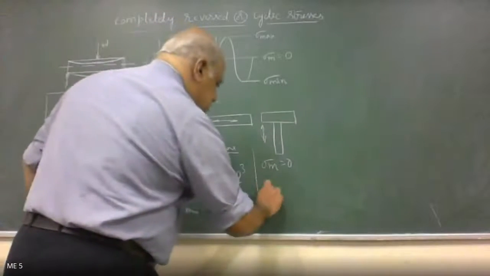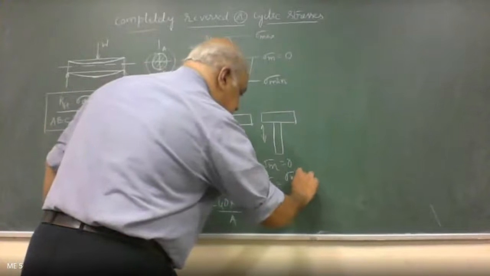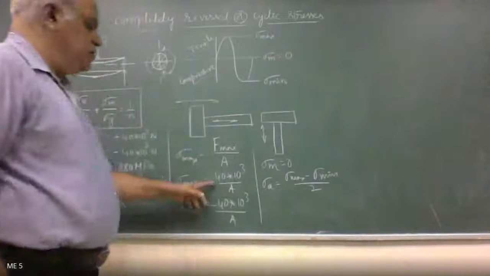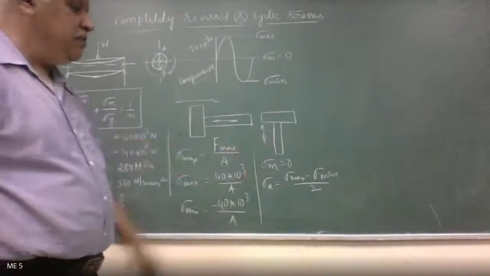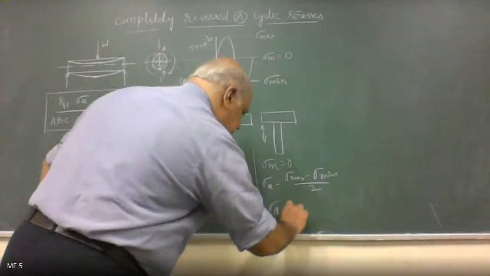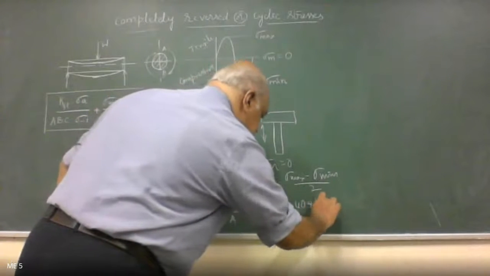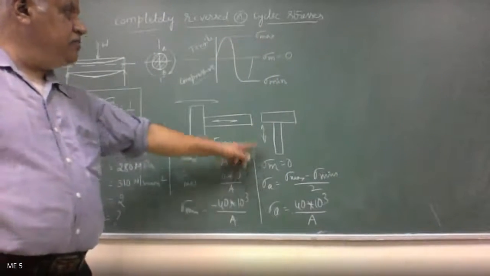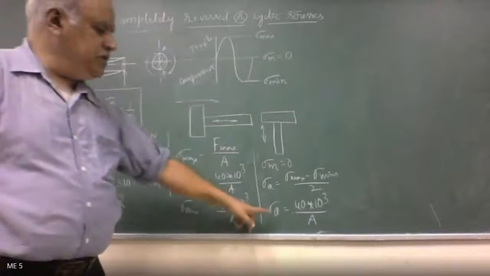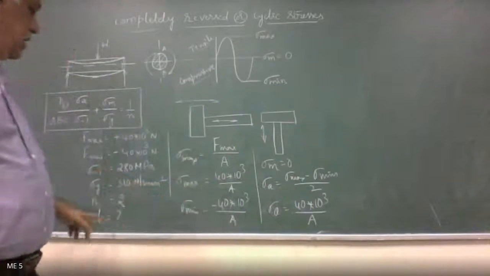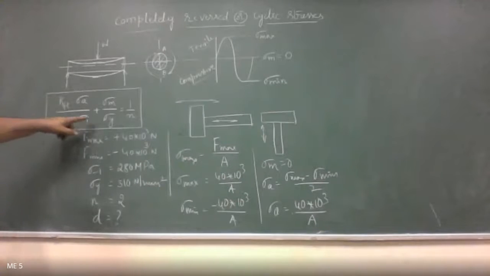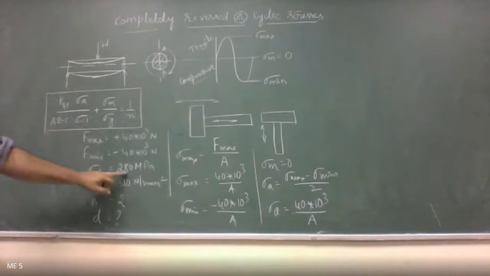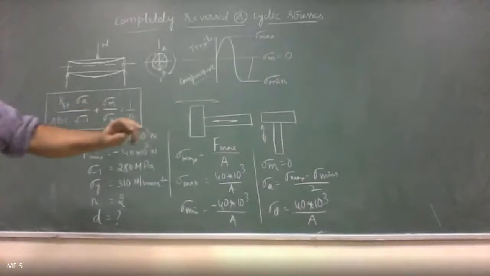Then find sigma amplitude, which is sigma max minus sigma minimum divided by 2. Minus of minus gives 80 divided by 2, which is 40. So sigma amplitude is equal to 40 into 10 power 3 divided by area of cross section. Mean stress is 0 for completely reversed loading, and stress amplitude is known. Come back to the Soderberg equation. Mean stress is 0, so this term gets eliminated. Factor of safety is known. Endurance strength is 280. Stress amplitude is 40 into 10 power 3 by A.